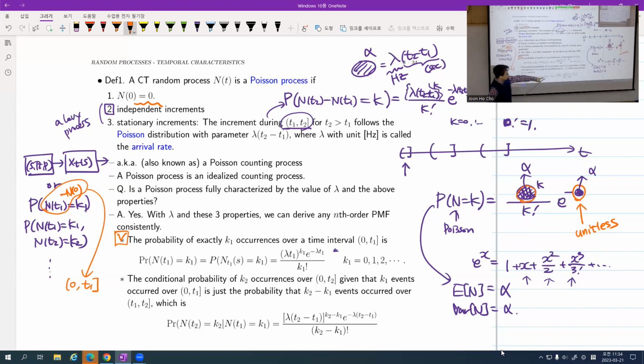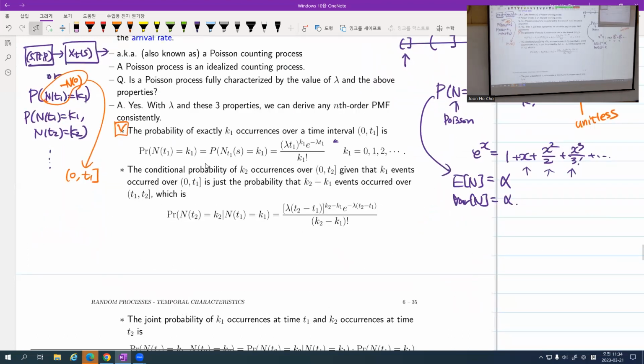Now, given n of t1 is k1, some integer, 0 or something, we want to find this probability. And we know that this number k2 must be greater than or equal to k1. Because what? Still, we need a trick. This number is what?